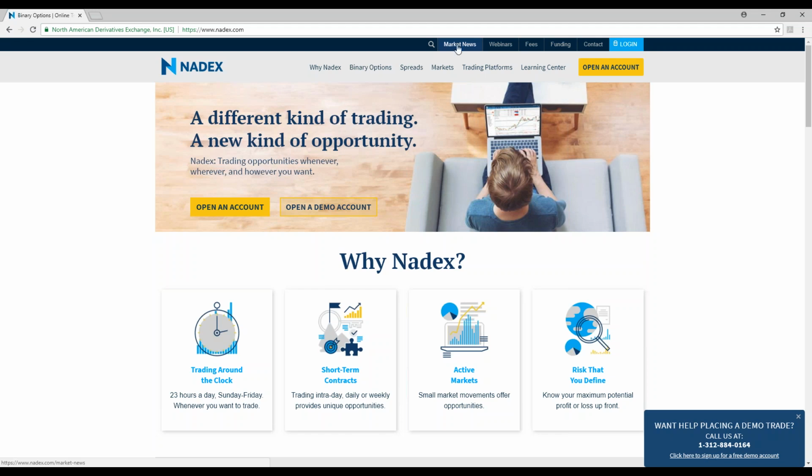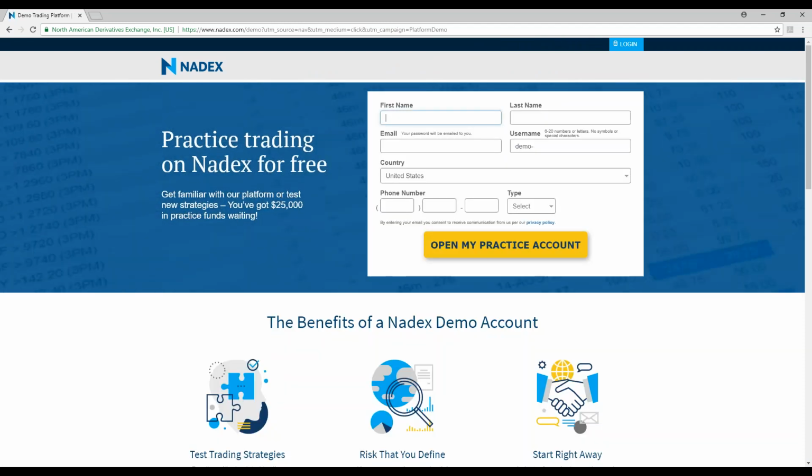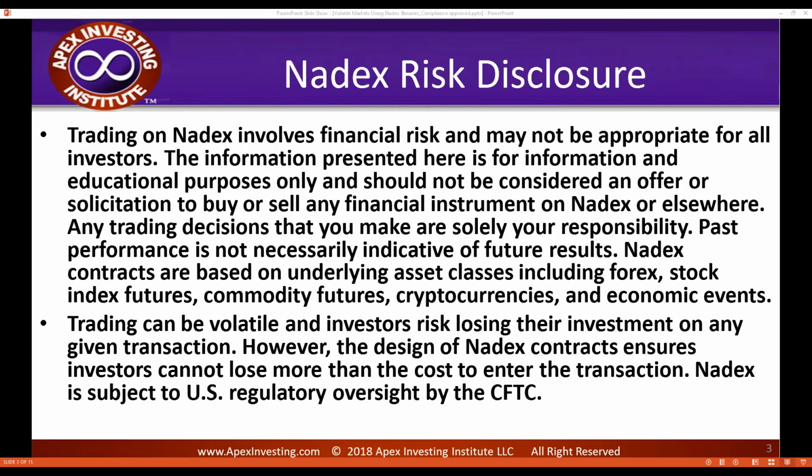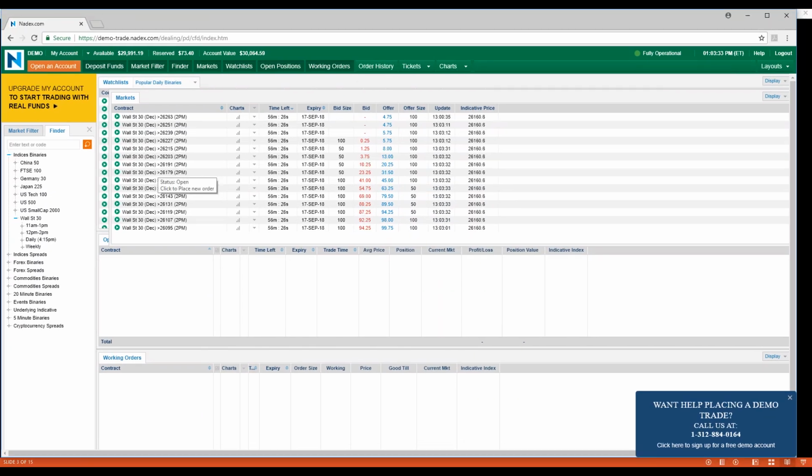Right here under trading platforms, you can go directly to the online platform. There are some mobile applications here, but right here is the demo trading platform. Nadex will give you a free $25,000 demo account. All you have to do is fill out some quick information and hit open practice account. If you don't have one of these, hop on right now and get one. It's a great free tool that Nadex offers. In just a few minutes, you'll be sent a temporary password and you'll be able to log right into the Nadex demo platform.